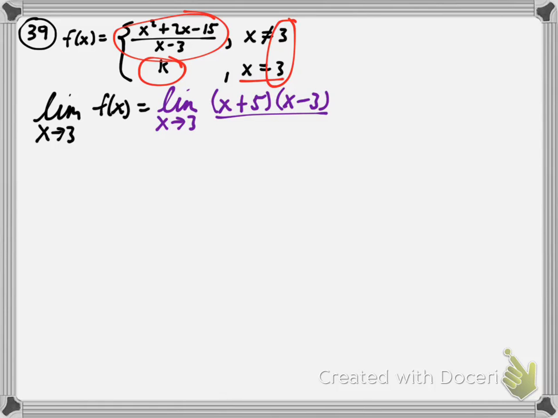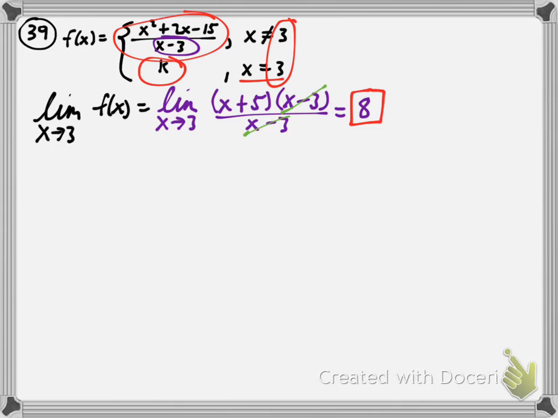Now, if you ever want a clue on how to factor a rational expression, just look at the denominator. You're pretty sure that this denominator is going to be one of the factors up above. So x minus 3, we get to cancel that, and then we just get 3 plus 5, which is 8. So the limit is 8.